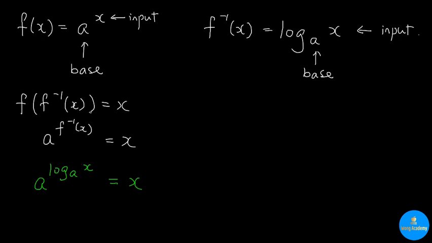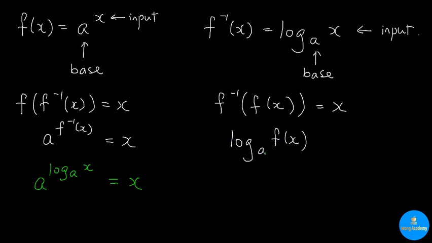The undo property of inverse function also works backwards. By that, I mean f inverse acting on f of x will give us x. Since f inverse is the log function, by plugging in f of x into the function, we get log of f of x base a is equal to x. Substituting a to the x back into f of x, we get the second identity: log base a of a to the power x will be equal to x. These two identities are very useful.